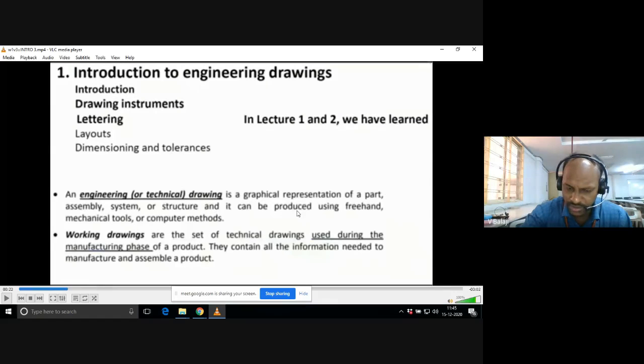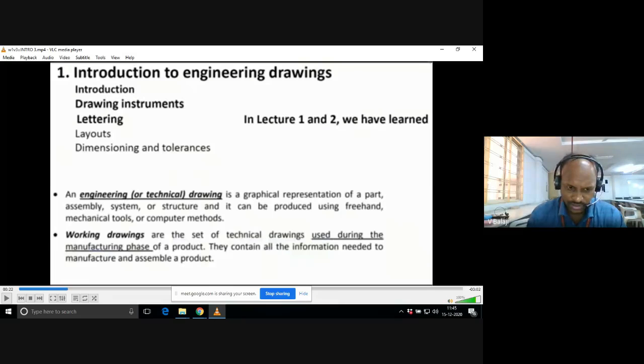You see here, what we are doing is we don't want to use freehand sketches. We use mechanical tools like mini drafter, compass, and at a later stage we go by computer methods. Some software we use to draw circles, ellipses, and some other 3D figures.